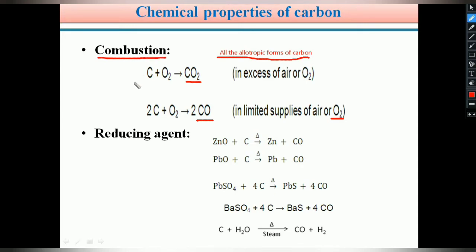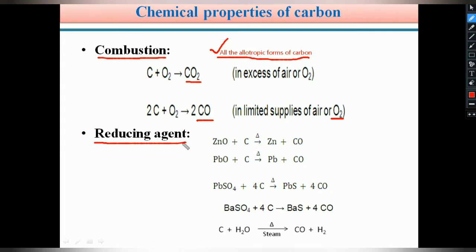So burning of carbon in the presence of oxygen forms either carbon dioxide or carbon monoxide. If excess oxygen or excess air is present, it forms CO2 as a product. If a limited amount of oxygen is present, it forms carbon monoxide. This reaction clearly indicates that all the allotropes of carbon are chemically identical in nature.